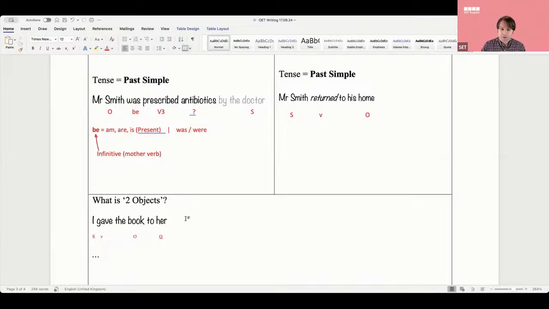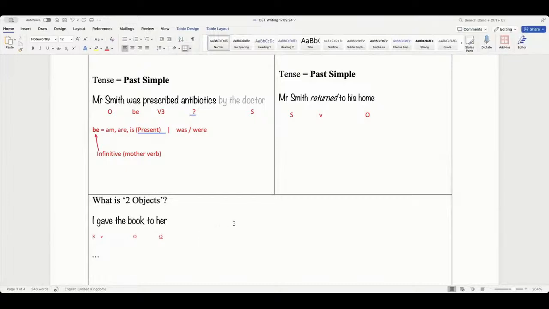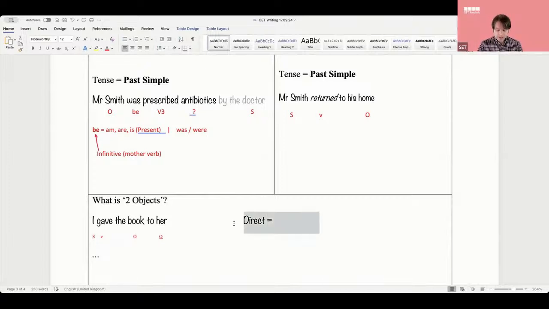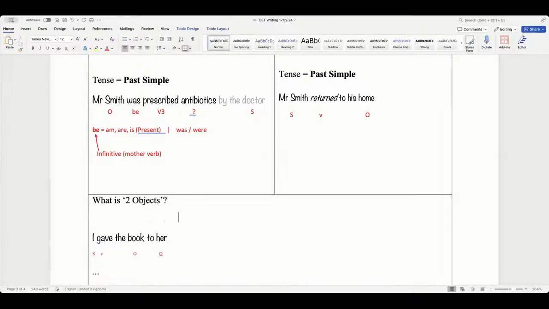Now, put your hand up if you can tell me the names of the two objects. Okay. So Tasnim, you know this. We have something called the direct object, and the second one is the indirect object. So Tasnim, tell me more about this. What is the direct object? Yeah, the direct object receives the action.